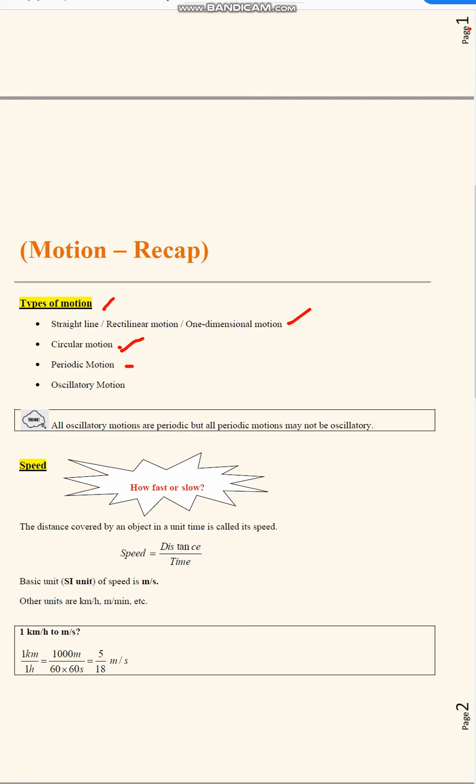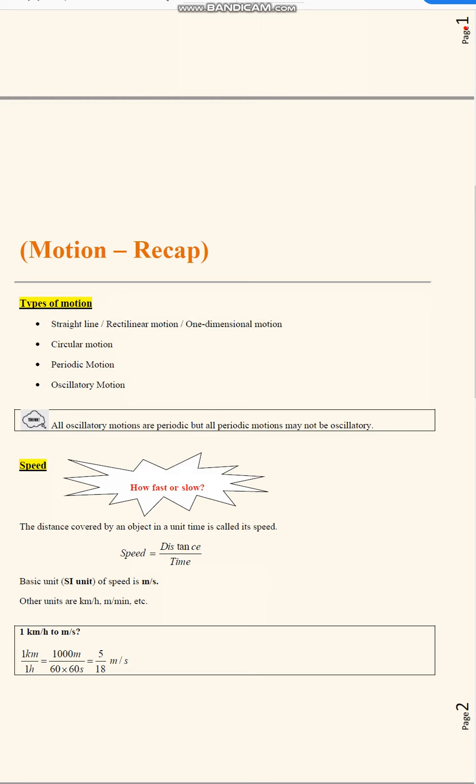The fourth kind is oscillatory motion. This is to and fro motion of an object about a mean position. For example, the motion of a swing, the motion of a pendulum. These motions are to and fro about a mean point. So these are oscillatory motions.